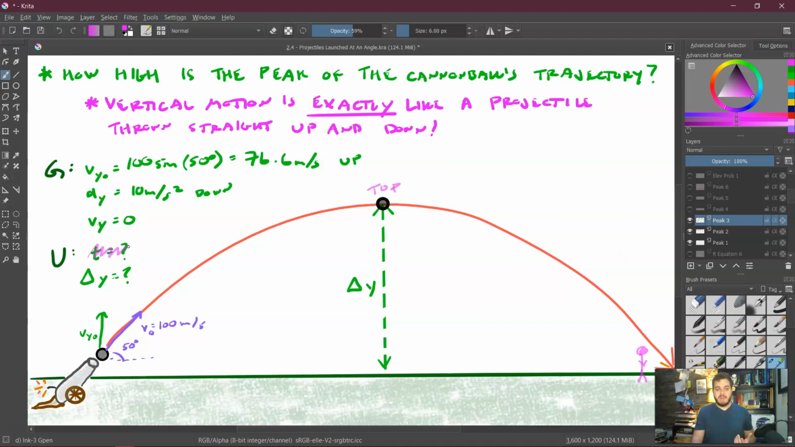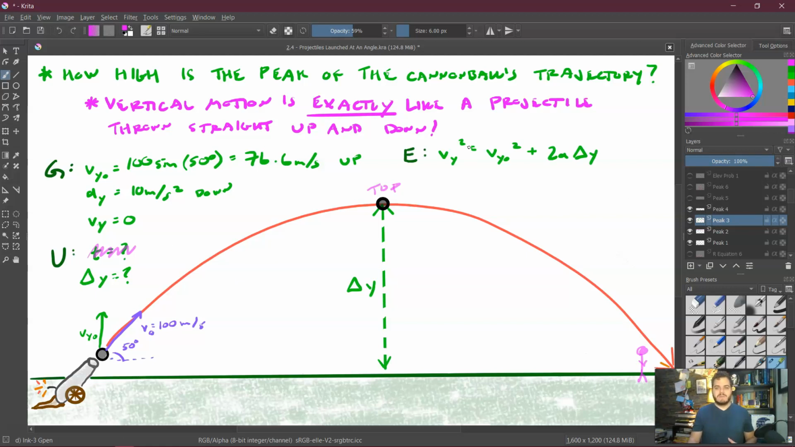But I don't care about time. Though granted, in the previous problem, we found the time for the whole trajectory. So if you wanted to, you could cut that time in half. And due to symmetry, we would know that however much time it went up this way was the same amount of time it took to go that way. So we could simplify it like that. And you could really just do it that way. But we're looking for delta y. So we're just going to go with this method.